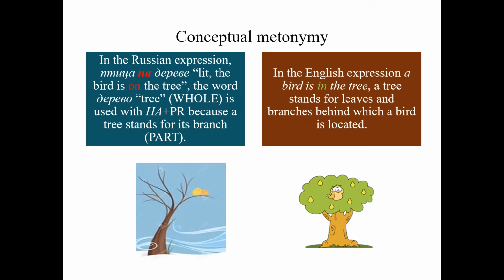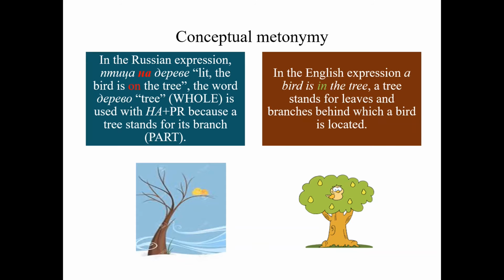For example, in the Russian expression «птица на дереве», the bird is in the tree, the word «дерево», tree, whole, is used with the preposition «на», on, because tree stands for its branch, part. Differences in the use of prepositions in this Russian expression and its English equivalent are caused by the differences in metonymic transfers. In the English expression a bird is in the tree, a tree stands for leaves and branches behind which a bird is located.